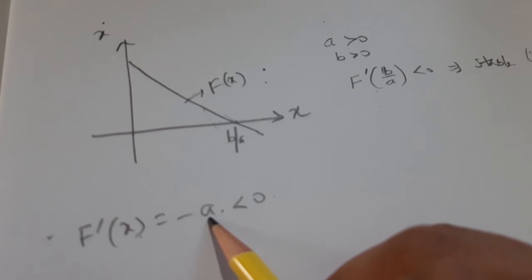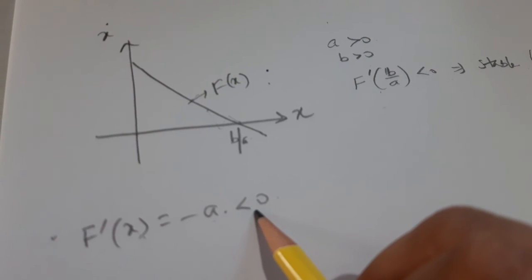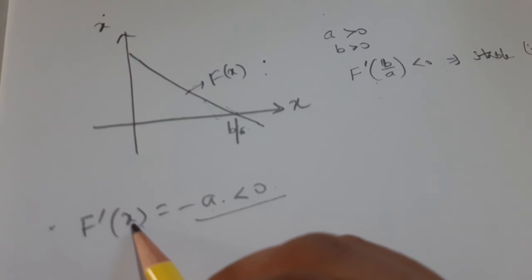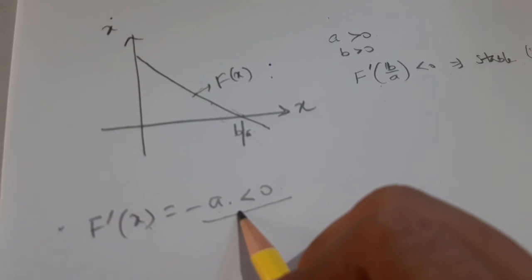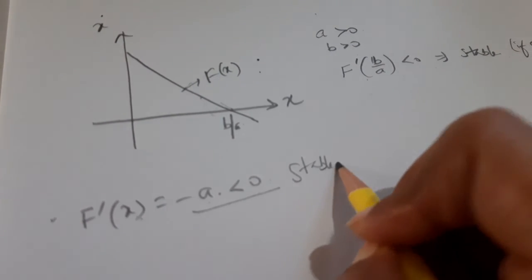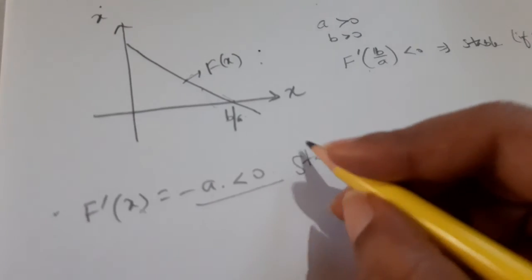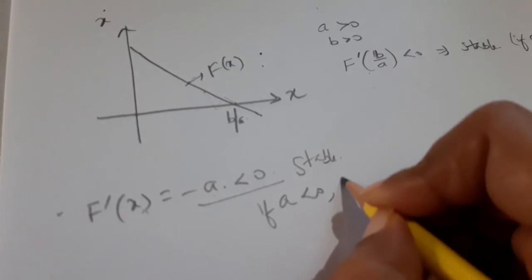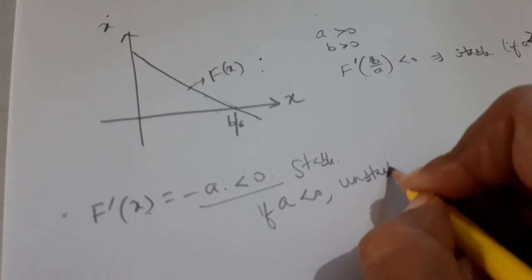And because we are assuming a to be positive, this is always going to be negative, whether it's at x equal to b by a or otherwise, the slope is going to be negative, and therefore we conclude stability if a is positive. And similarly, you can see that if a is negative, the equilibrium state will be unstable.